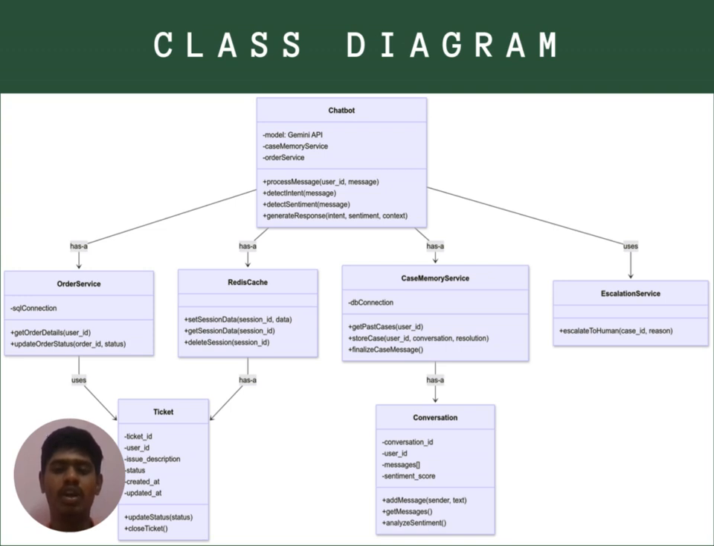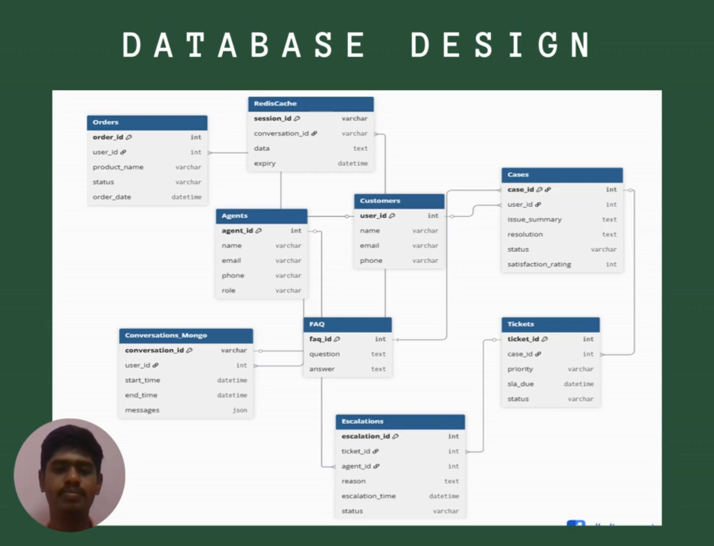Here is an example. A customer asks about a delayed order. The chatbot class receives this query, checks the case memory for similar previous cases, finds that the order is already marked as delayed in the database, and instantly provides the update without asking repetitive questions. This is the power of proper class design.